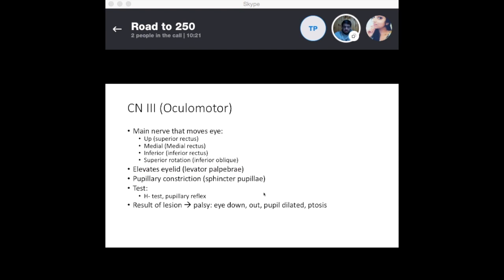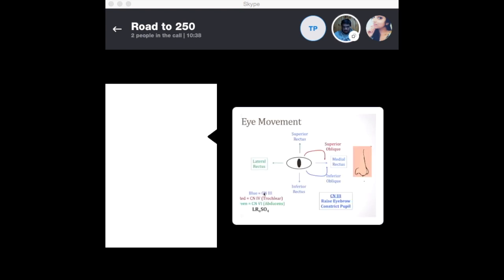So the result of a lesion will be a cranial nerve 3 palsy, which will be down and out. The eye will be down and out, and then the pupil will be dilated, and there's ptosis. So this comes out of the superior orbital fissure. We'll go through more about this one in the next few slides.